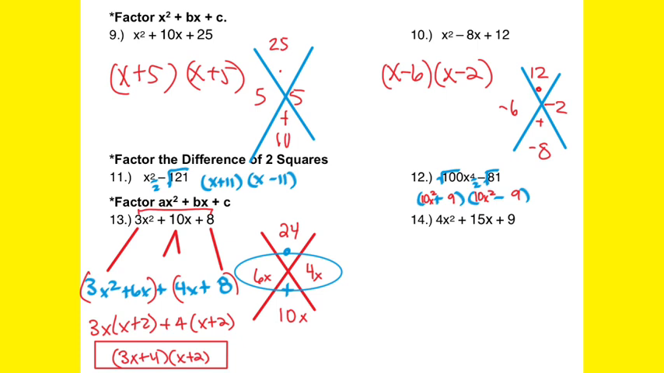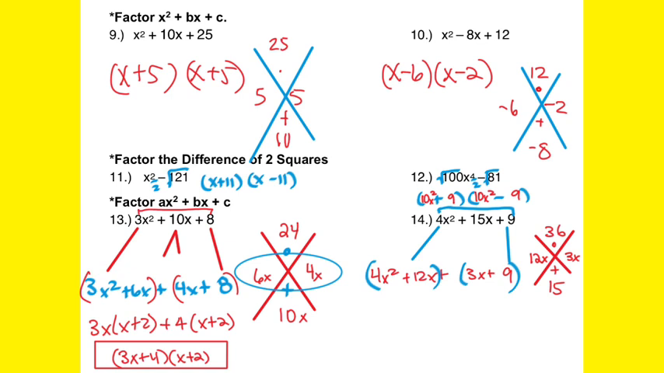All right. Let's look at 14, doing my AC method. Two numbers that multiply to be 36 and add to be 15 will be 12 and 3. And then I factor by grouping. I bring down the 4x squared, I bring down the 9, and I put my two middle terms.